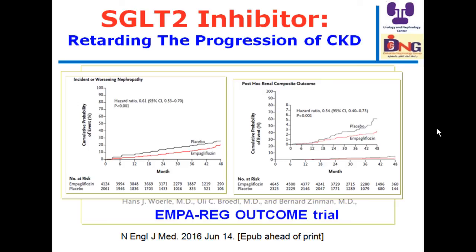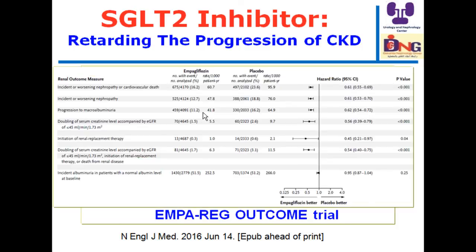And the results are here. This is the number of patients, 4,000 in the EMPA-REG arm and 2,000 in the placebo, so this is 2 to 1. And here you can find that empagliflozin is significantly superior to placebo for the kidney outcome. If we address incident or worsening nephropathy, the progression to macroalbuminuria, doubling creatinine, initiation of renal replacement therapies, all these renal outcomes are better with the use of empagliflozin.